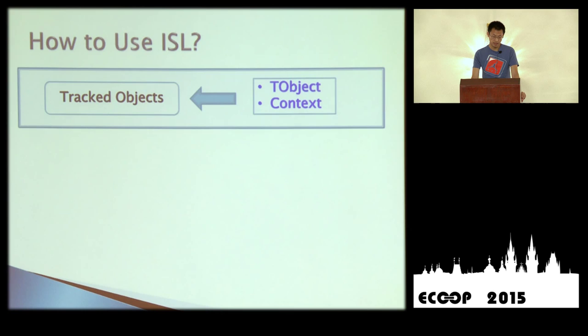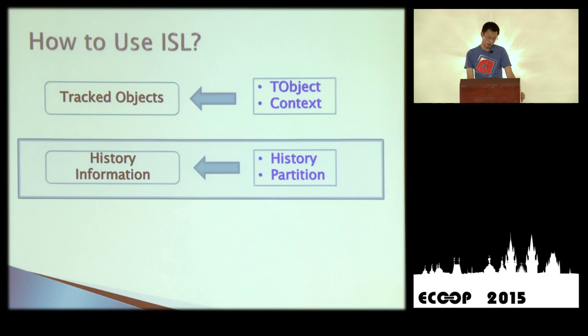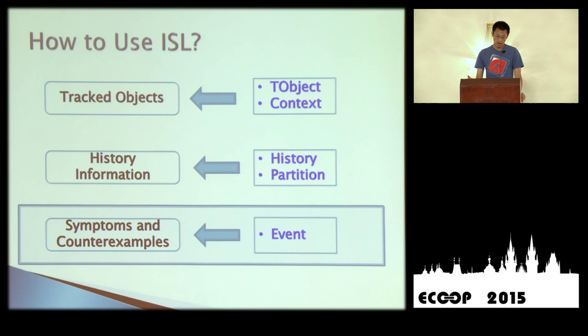Because we detect performance problems based on the symptoms, to check the symptoms, we need some history information. Where and how to store the history information is defined in history and partition. And when and how to check the symptoms and the counterexamples is defined in the event.